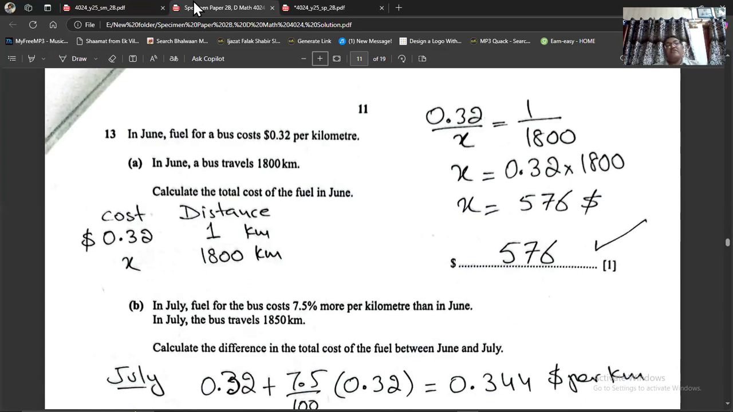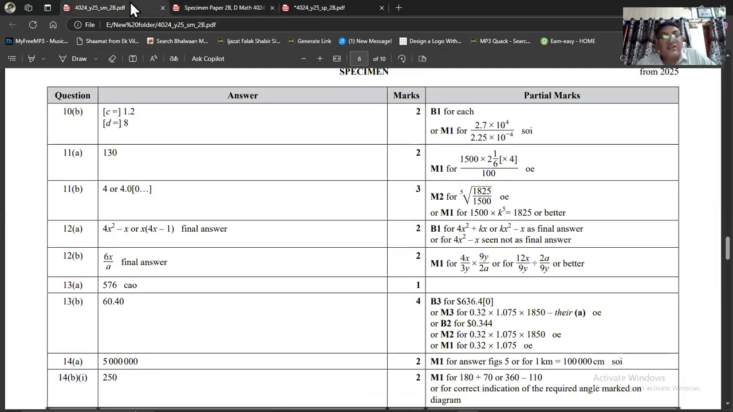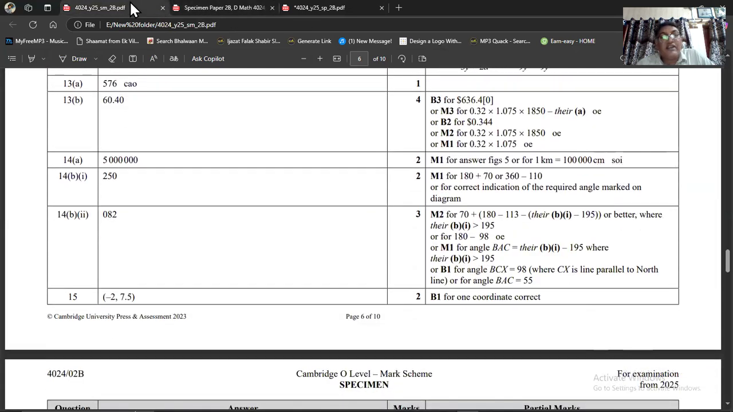So $0.32 is needed for 1 kilometer. And if I have 1800 kilometers, how much is the cost? X. So 0.32 divided by x is equal to 1 divided by 1800. So x will be equal to 0.32 multiplied by 1800. So x will be equal to $576. $576 is the right answer, sir.